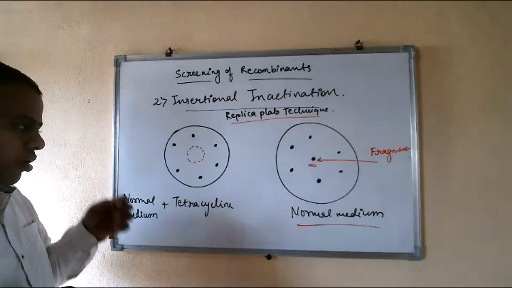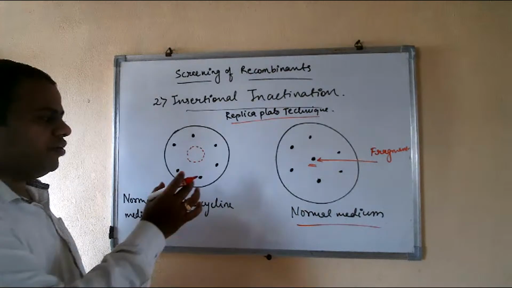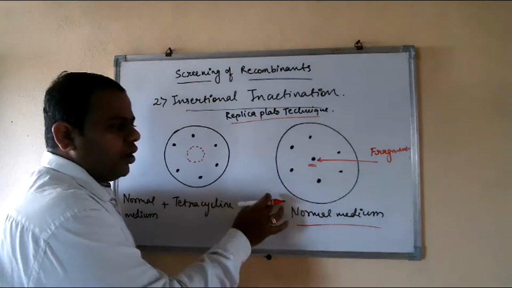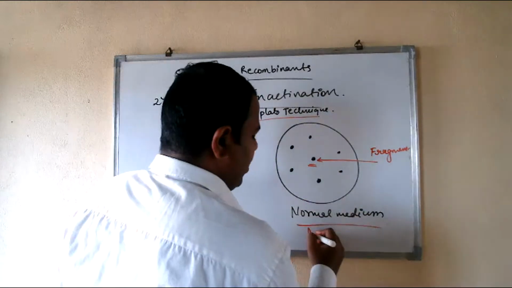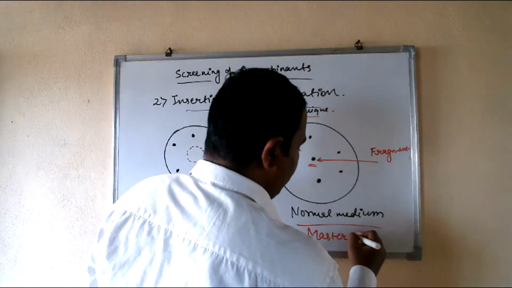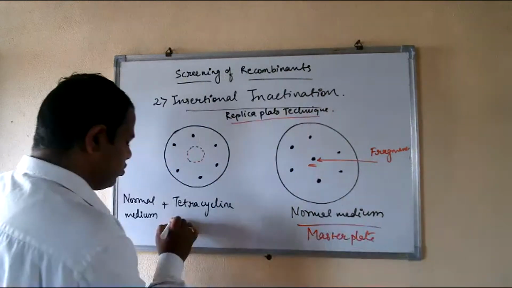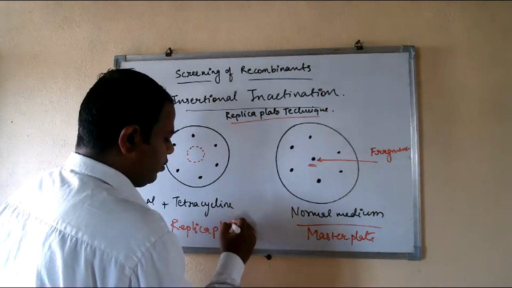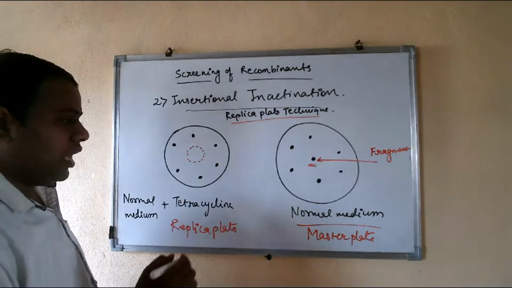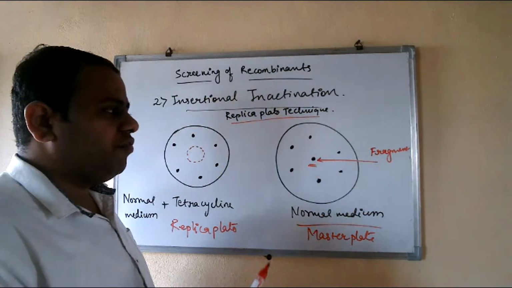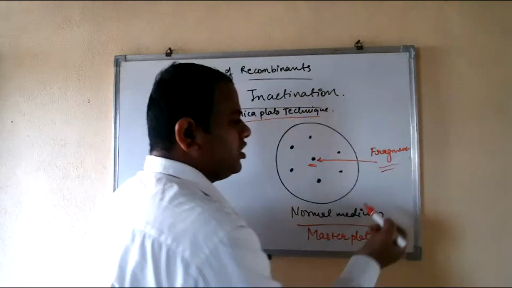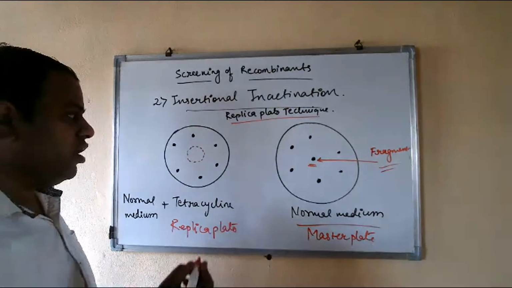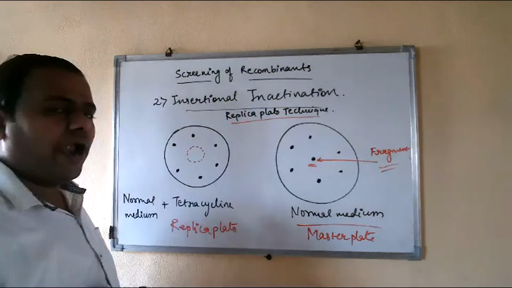Okay, so after that, what we are going to do after incubation, we are going to first incubate this plate, then only this colony will grow just according to the normal or the master plate. This plate is also called the master plate, and this plate is called the replica plate. Okay, so now our colony or our bacteria, which is having the fragment of interest, which we have inserted into the tetracycline resistance gene, will not grow here at this position.